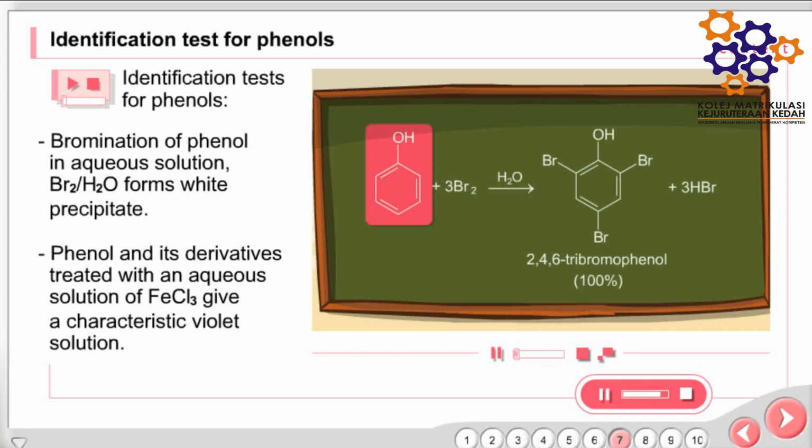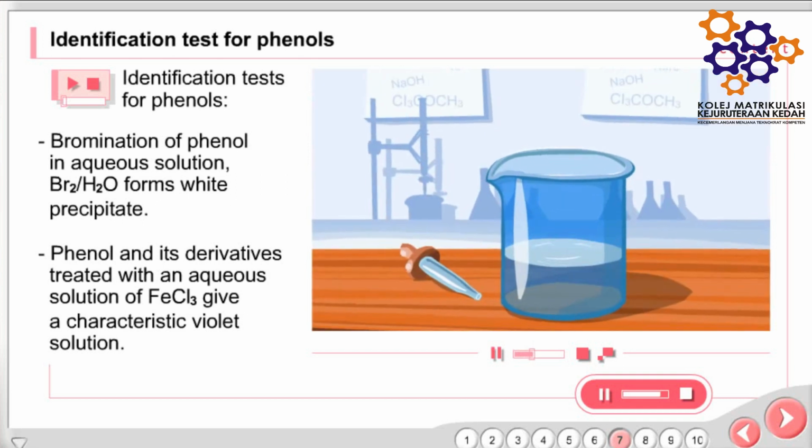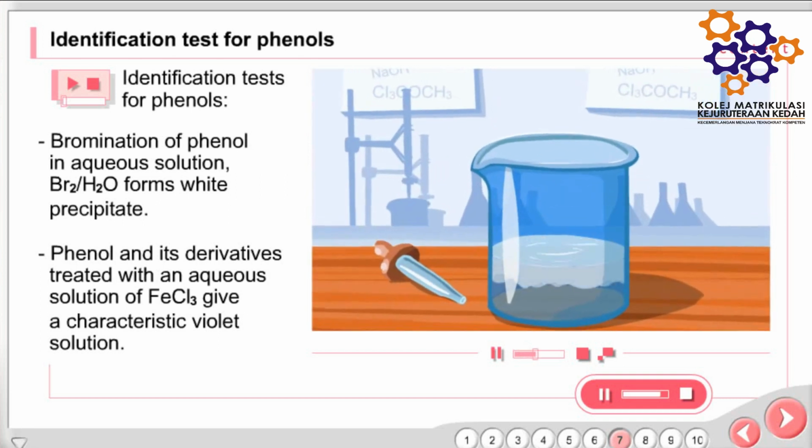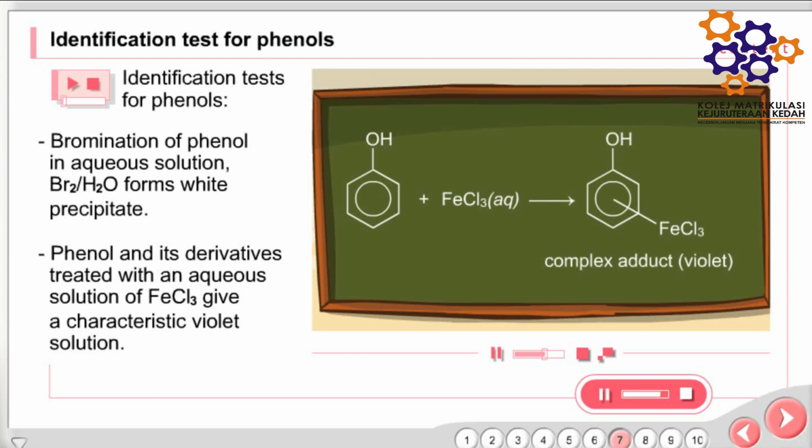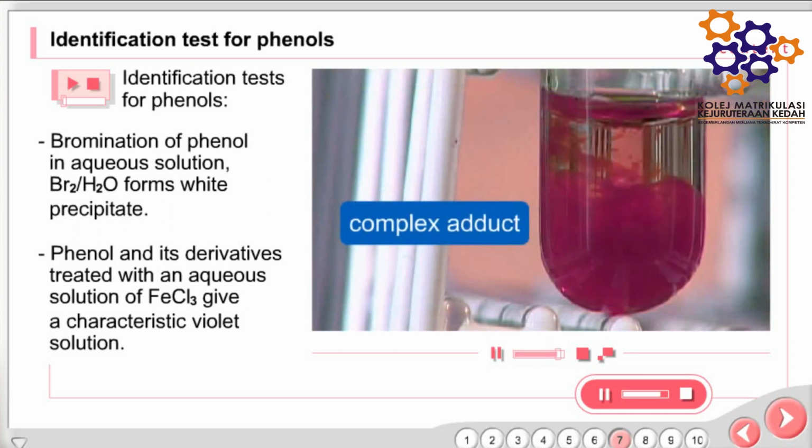Phenol reacts instantly with bromine in an aqueous solution producing 2,4,6-tribromophenol in quantitative yield. No Lewis acid catalyst is required for this reaction. The latter derivative of phenol is not soluble in water and forms a white precipitate. Another important method used in the detection of phenols is the reaction with aqueous iron trichloride. In this reaction, phenol, or its derivatives, cause a violet coloration of the solution due to the formation of complex molecules.